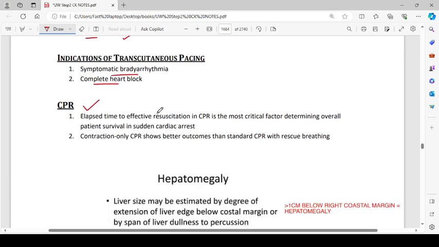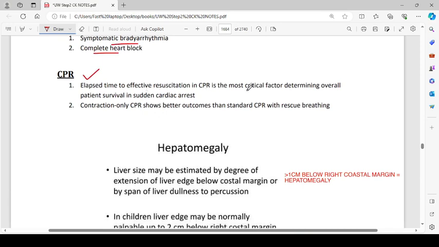CPR: the elapsed time to effective resuscitation is the most critical factor determining overall patient survival in sudden cardiac death. Compression-only CPR shows better outcomes than standard CPR with rescue breathing.